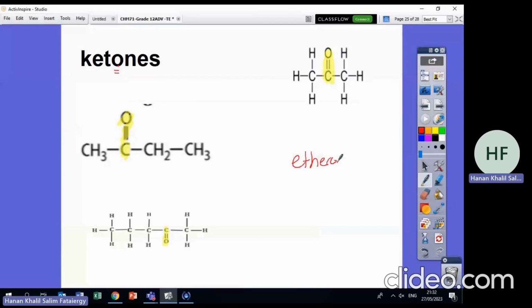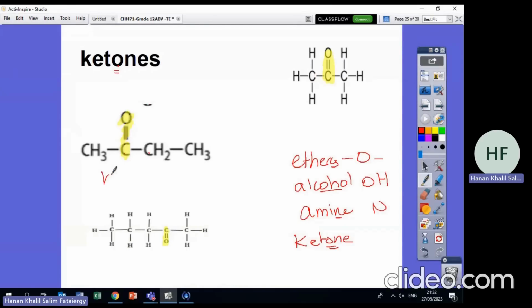Okay, ethers have oxygen like this. It's not a double bond O. Alcohols have OH. Amines have nitrogen. Okay, ketones have a double bond oxygen in the middle of the chain. Now this compound is a ketone, this compound is a ketone, and this one is also a ketone. All I want you to know about ketones is how we name them. We have 1, 2, 3, 4. So this is but-, single bonds is ane. I will remove the E and put one, butanone.